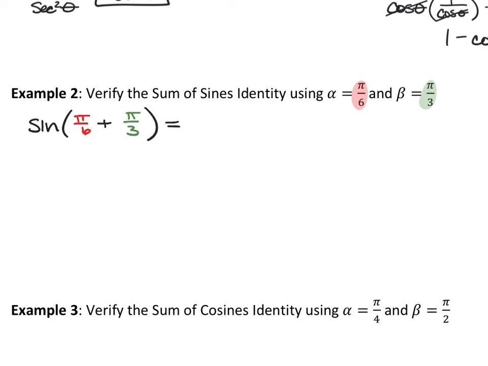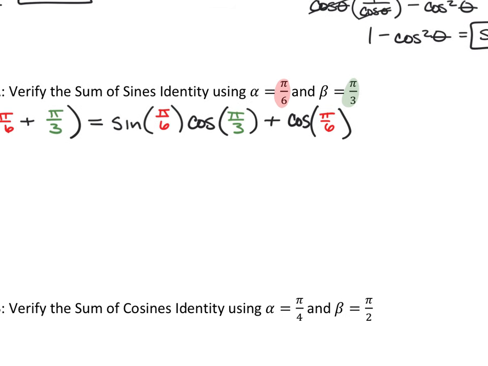From your formula chart, you see that this is sine of the alpha, which is pi over 6, times the cosine of the beta, which is pi over 3, plus cosine of the alpha times sine of beta. Do we see how I've just plugged in the alpha and the beta? Okay. Now we're just verifying that this actually works, which means I'm going to work both sides at the same time.